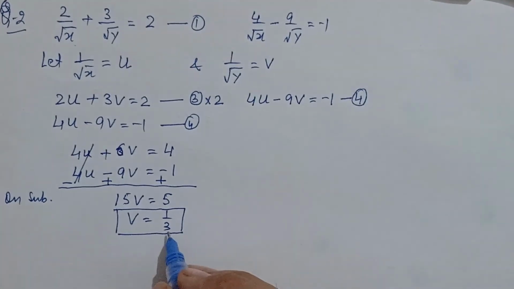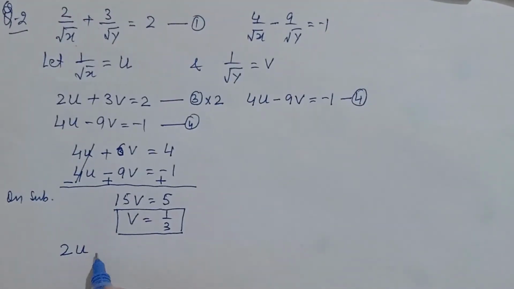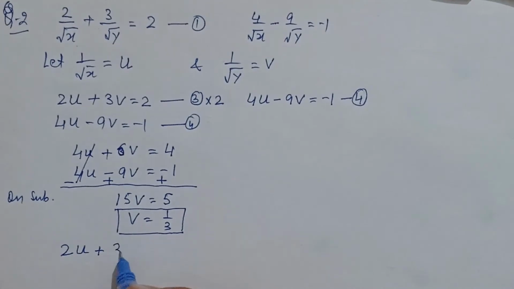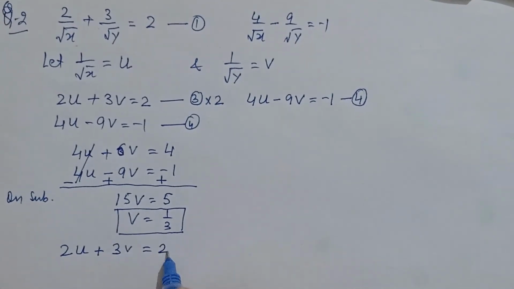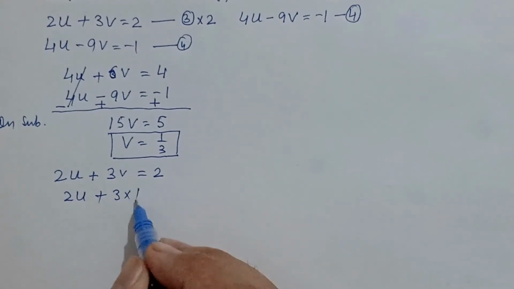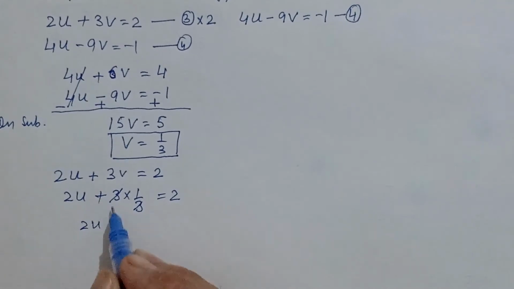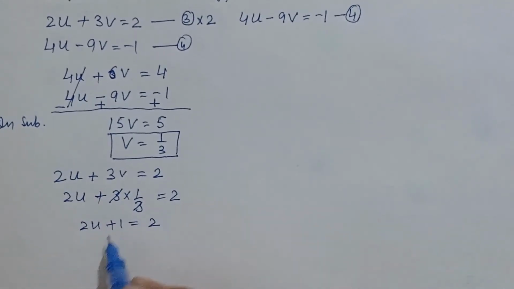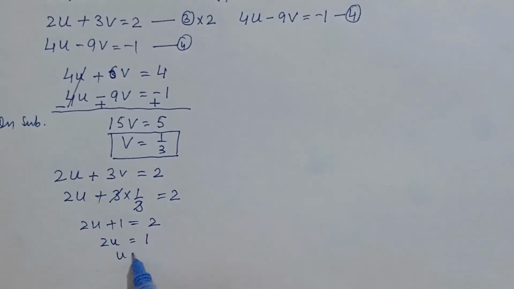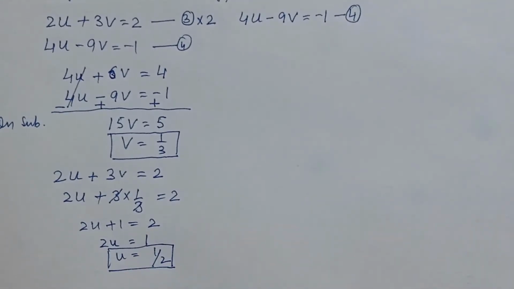Now put this value of v in equation number 3. Equation number 3 is 2u plus 3v is equal to 2. Now 2u plus 3, and the value of v is 1 upon 3, is equal to 2. 3 cancelled with 3. 2u plus 1 is equal to 2. It becomes 2u is equal to 2 minus 1 is 1 and u is equal to 1 upon 2. So the value of u is 1 upon 2 and the value of v is 1 upon 3.